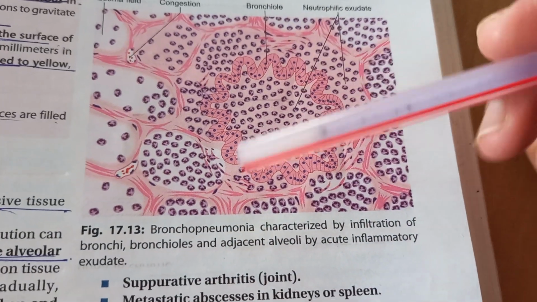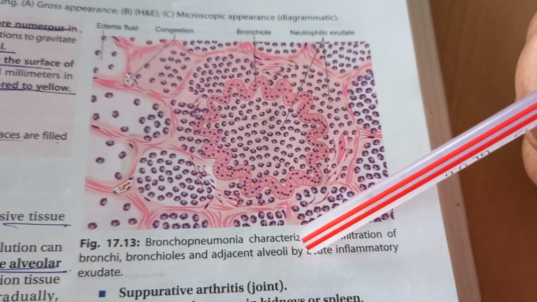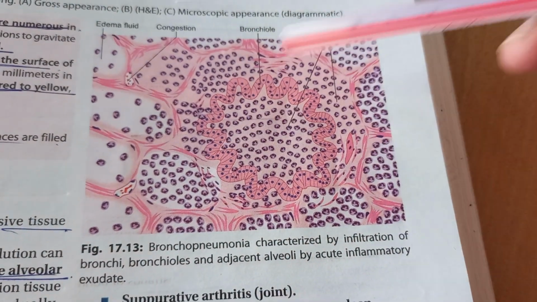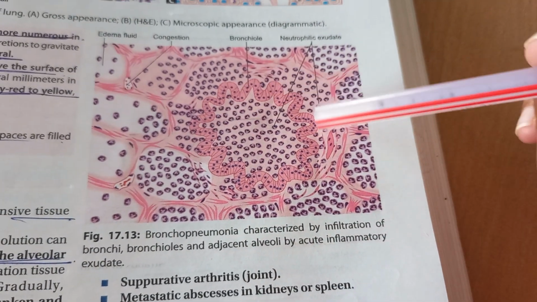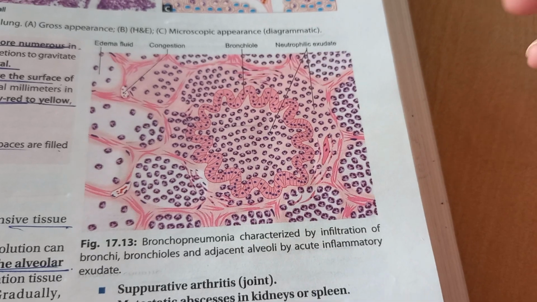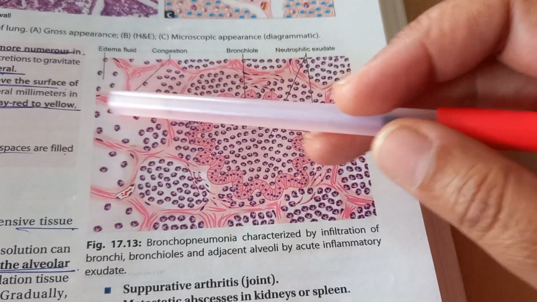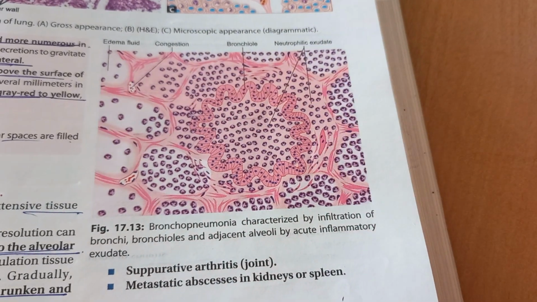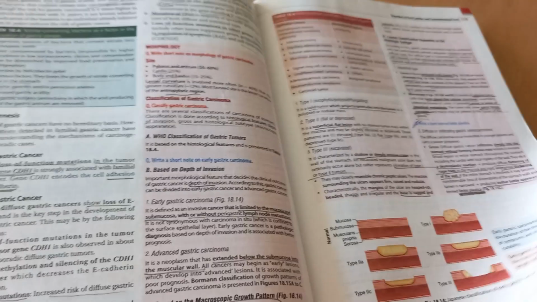Now look at this. What is this? Bronchopneumonia, characterized by infiltration of bronchi, bronchioles and adjacent alveoli by acute inflammatory exudate. So they have drawn a lot of neutrophils everywhere. They've drawn one, what is this? Bronchiole, right? Inside which they have shown neutrophils, outside they have shown neutrophils, and they have shown some blood vessels. Also, congestion they have marked, and a lot of edema fluid. So this is bronchopneumonia. So you have to draw these diagrams. That time only you can pass pathology.